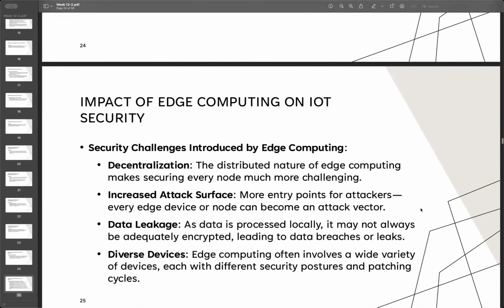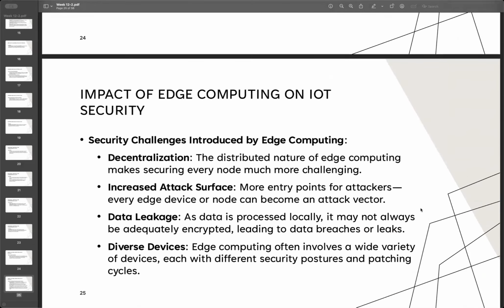And what are the security challenges introduced by edge computing? The first one is decentralization. Because of the distributed nature of edge computing, securing every node is much more challenging, since we cannot really control all these nodes, and it also increases the attack surface because there are more entry points. For an attacker, these edge devices can become the attack vector. Sometimes we have to target the cloud server, where we have only one target.